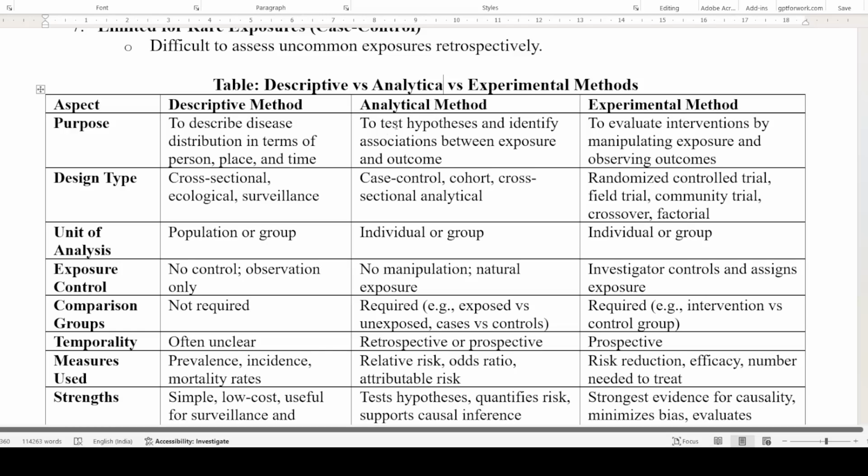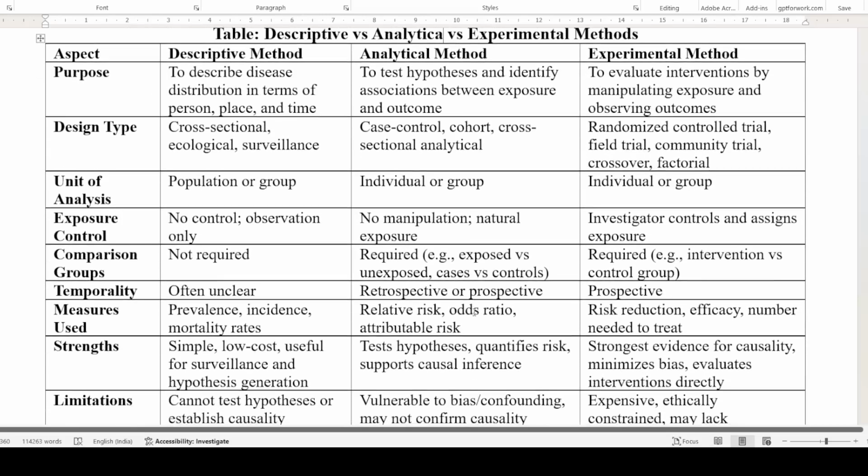So here we have the comparison also. This is the comparison table, just a summary. In the descriptive method, we are just describing in terms of person, place, and time. In the analytical method, we are testing hypotheses and identifying the association between exposure and outcome. While in the experimental method, we are evaluating the intervention by manipulating the exposure and observing the outcome. For design type, descriptive can be cross-sectional, analytical is case control, cohort, and cross-sectional, and experimental is RCT, field trial, and community trial.